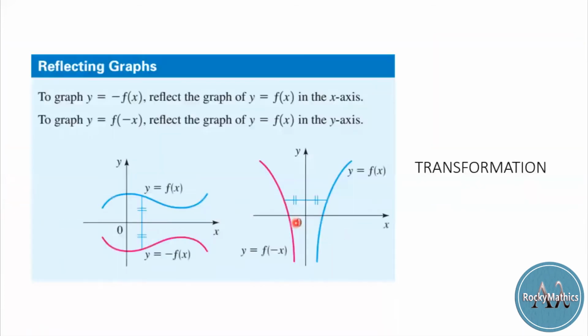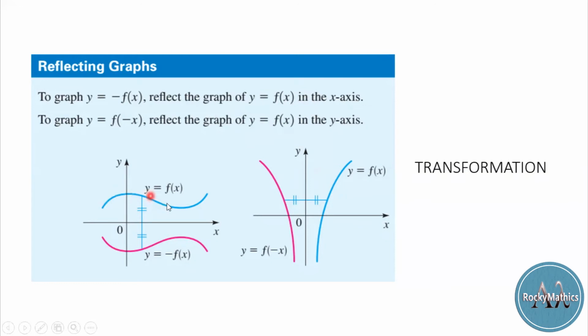Okay, so another is reflecting graphs. Now, sometimes we can encounter a function of this form, to graph y is equal to negative f of x. So if we know the graph of f of x and there is a negative beside the f of x, all we have to do is to reflect the graph of y is equal to f of x in the x-axis, or with respect to the x-axis.